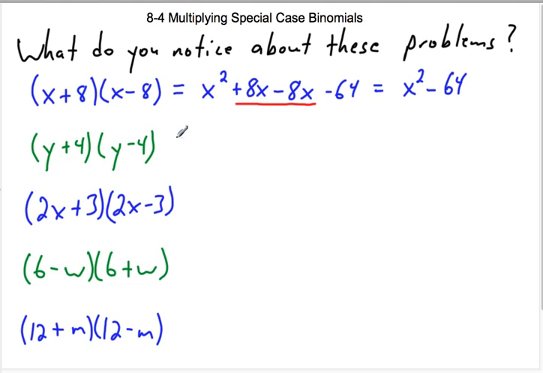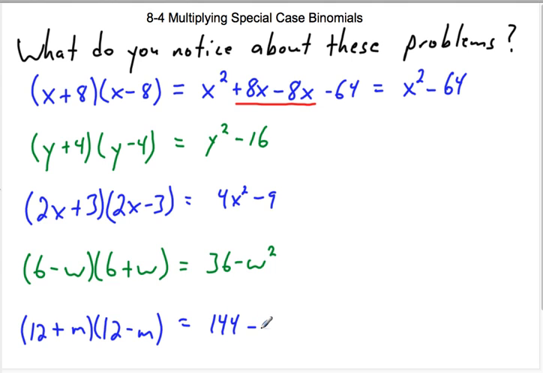Now if you did these correctly, that's going to keep happening. The middle terms here are going to cancel out, and you're going to end up with y squared minus 16. I'll skip down here, and then I'll go back for the blue. Here you should have got 36 minus w squared. Here you would have gotten 4x squared minus 9. Here you would have gotten 144 minus m squared.